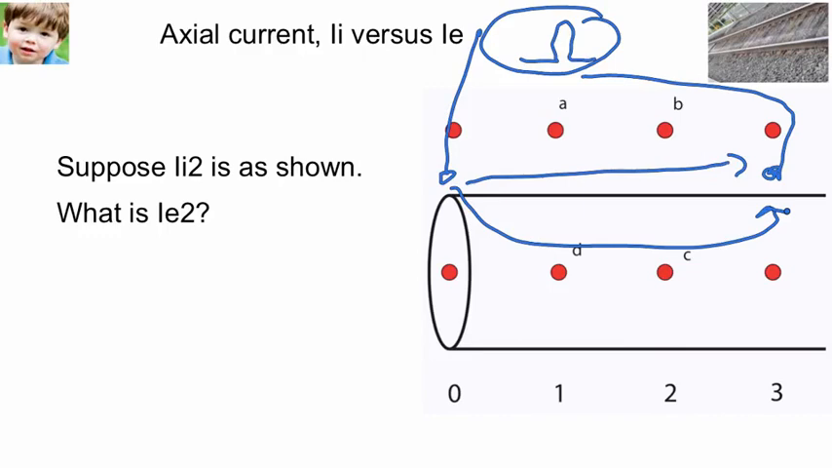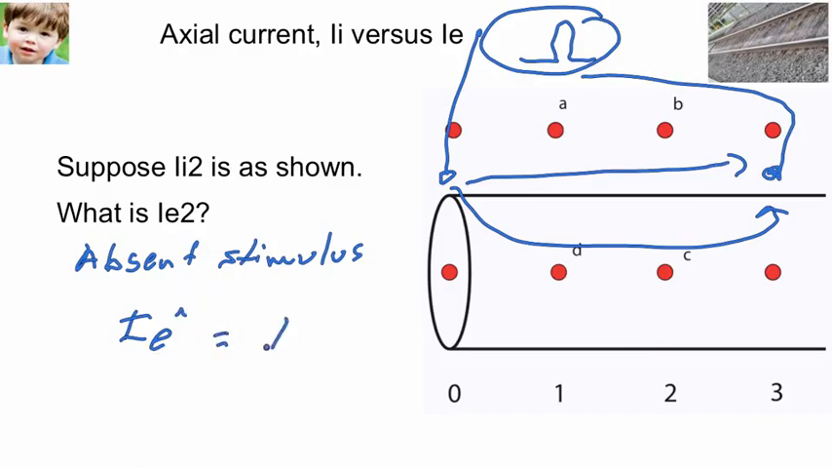But most of the time, absent stimuli, that is to say, a stimulus from the outside that crosses over the segments, we have IE at some point I equal to the negative of II at that same point I, with the opposite sign. This will turn out to be critical in a little bit.